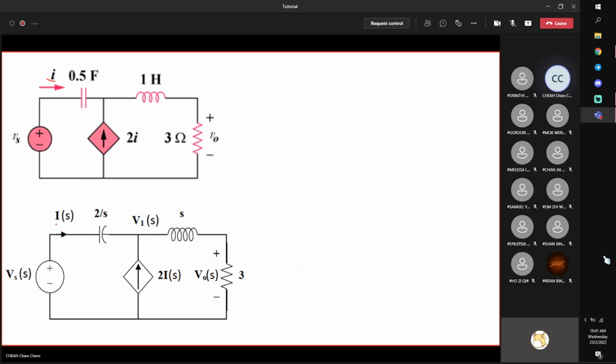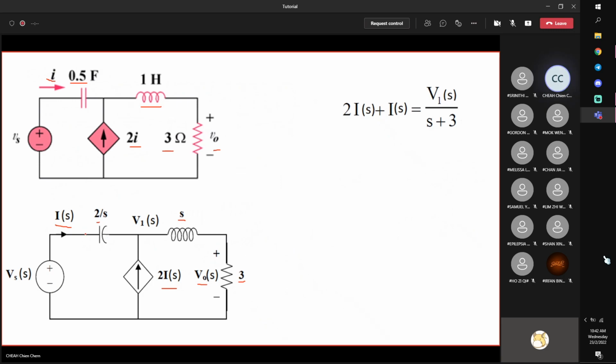I(t) becomes I(s). 1 over C becomes 1 over SC, C equal to 0.5. 1 over 0.5 is 2. And then 2I(t) becomes 2I(s), V0 becomes V0(s), 3 ohms remain, 1H becomes SL, L equal to 1, so S. After that, treat these circuits as if it's a resistor network, and then try to solve for it.